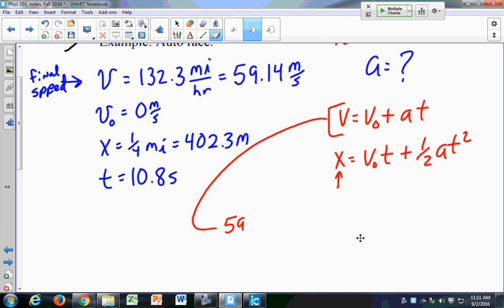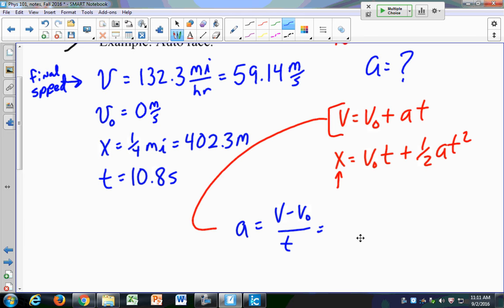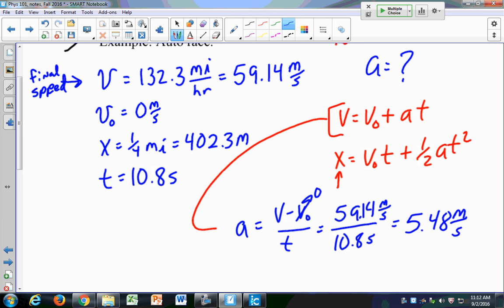All right. So v is equal to 59.14. Actually, I'm going to solve this just for the variable first, for a. So a is going to be v minus v naught divided by t, but v naught here is 0, and so it's just going to be v, which is 59.14, divided by 10.8. Then meters per second over seconds, just checking my units for a quick check. It is meters per second squared, and that gives me an acceleration of 5.48 meters per second squared. Check my sig figs.